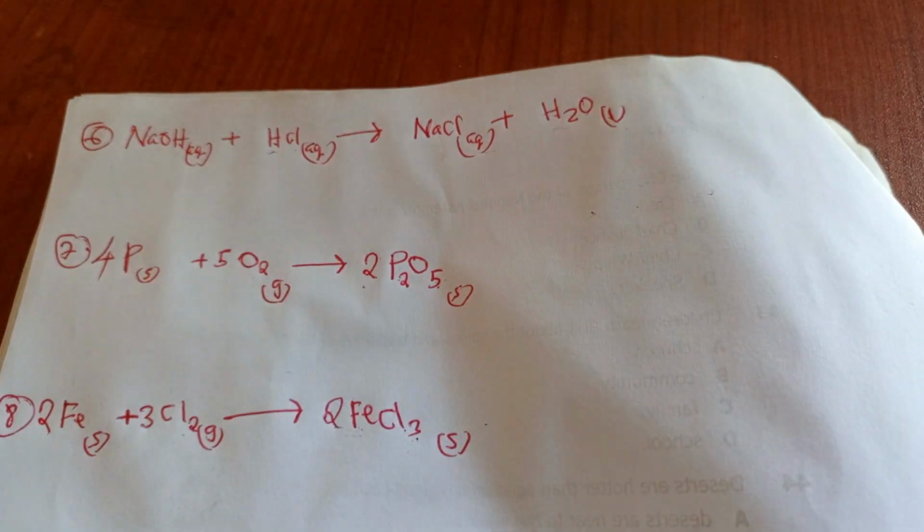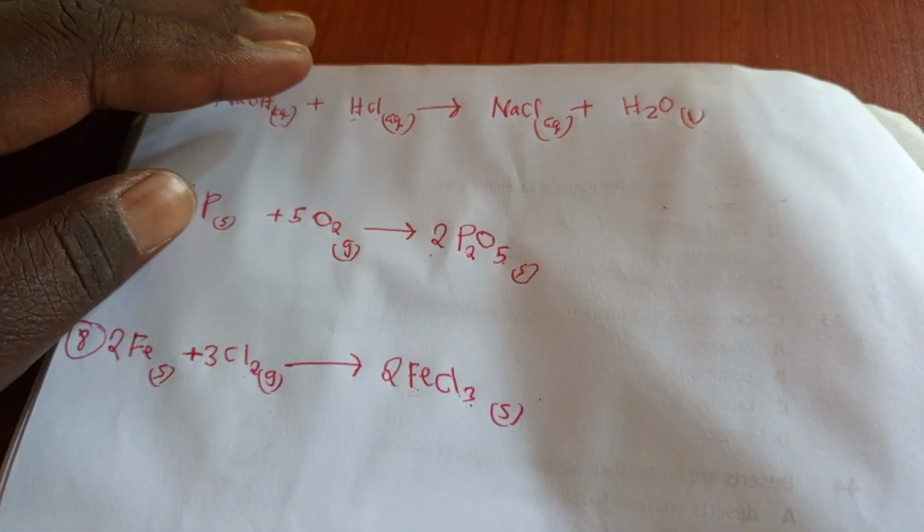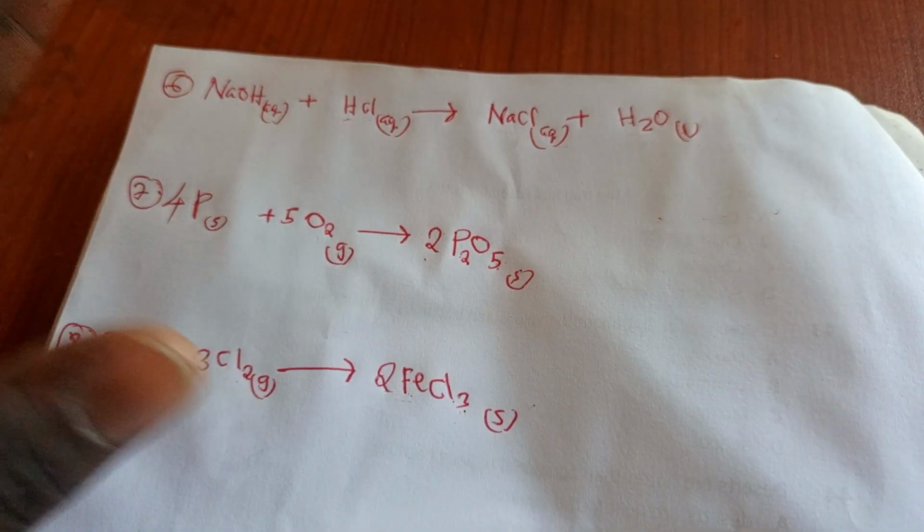So it has balanced. So this is how you are supposed to balance the equation using the trial and error concept.